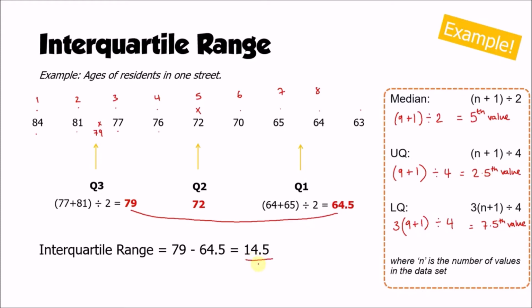Now on its own, that doesn't really mean anything other than, I guess, the lower the number, the less spread out the data is, the higher the number, the more spread out it is. But it's very useful if we had two sets of data. Perhaps I looked at 2 streets and I wanted to compare those 2 streets in terms of the ages of people, then using the interquartile range would give me a good indication of how spread out those sets of data were and whether one was more widely distributed than another.